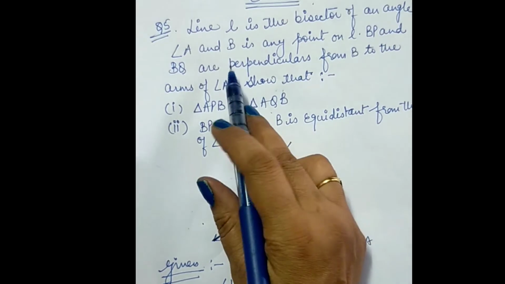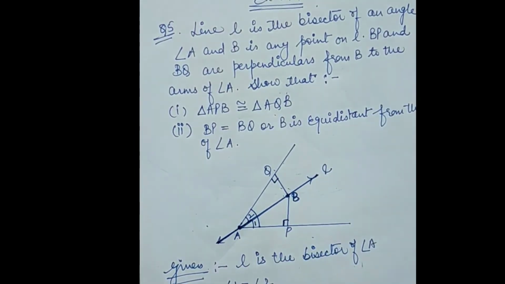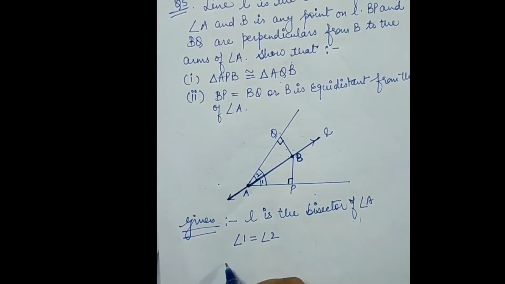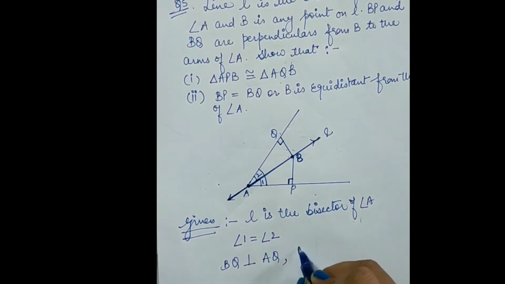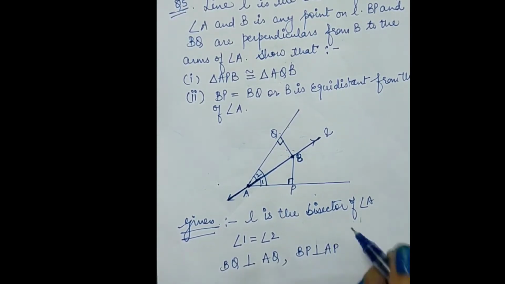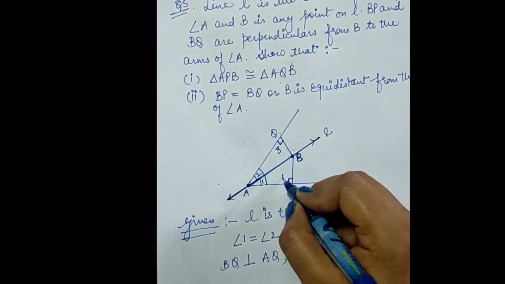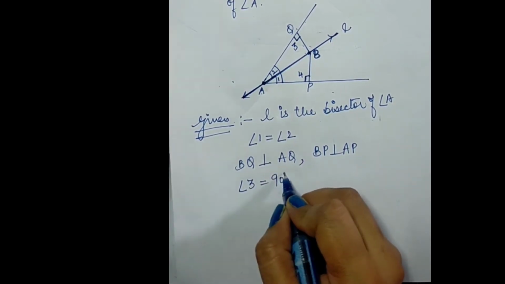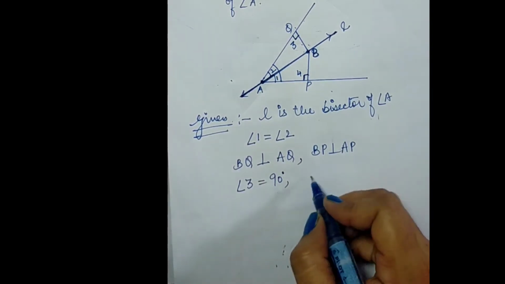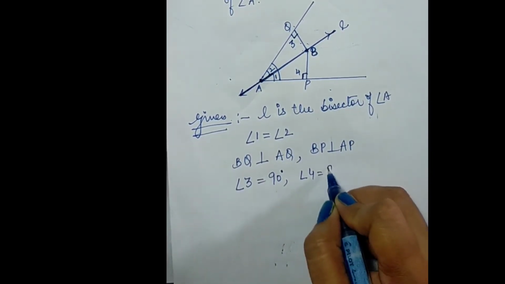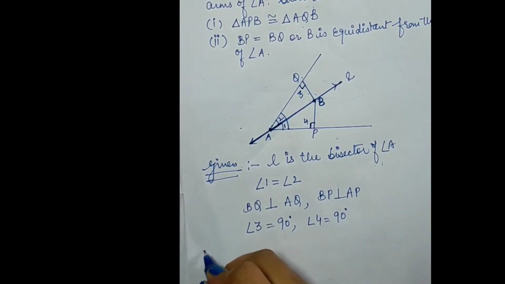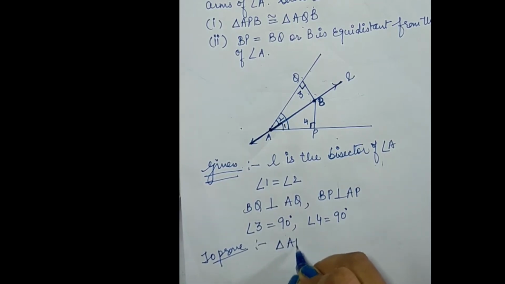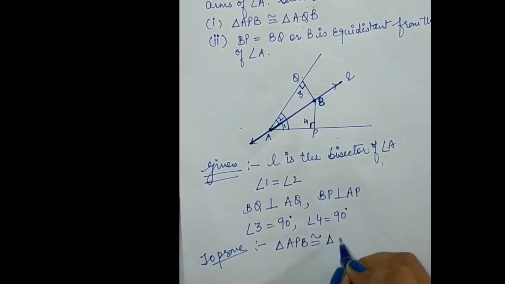Now BP and BQ are perpendiculars from B to the arms of angle A. BQ is perpendicular upon AQ and BP is perpendicular upon AP. That means we can write down angle 3 and 4 both are of 90 degree. Angle 3 is 90 degree. This is being given and BP is perpendicular upon AP, so angle 4 is also given to be equal to 90 degree. And we are supposed to prove that triangle APB is congruent to triangle AQB.